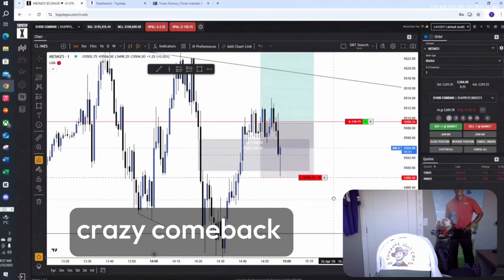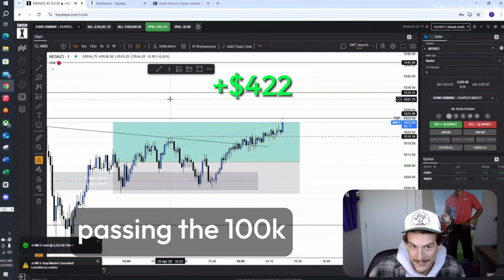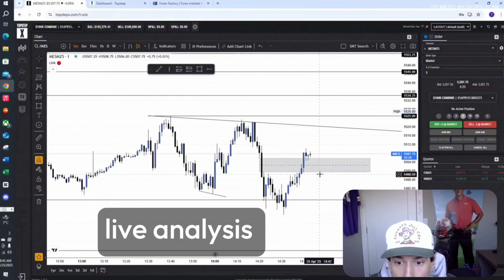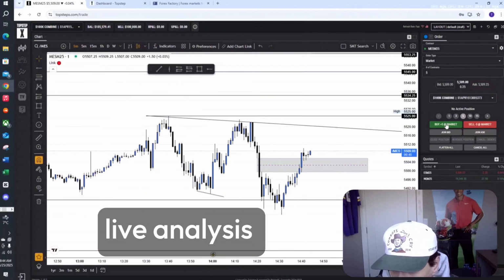Look at this. Look at this. Order filled. Let's go. Target this area here. Stops below inverse. We're gonna enter here. Order filled.